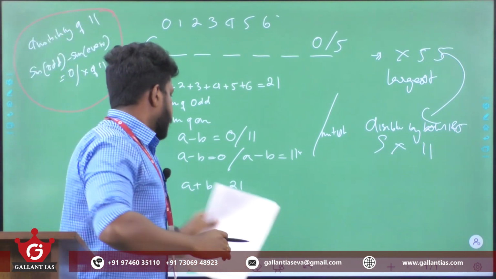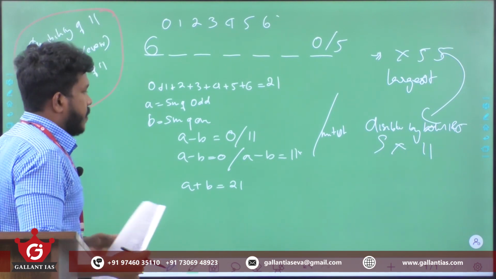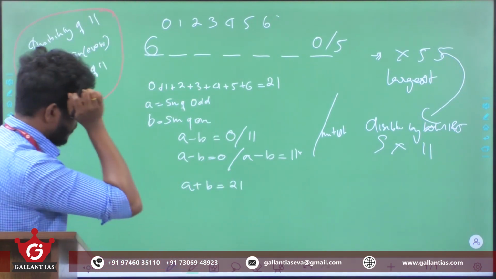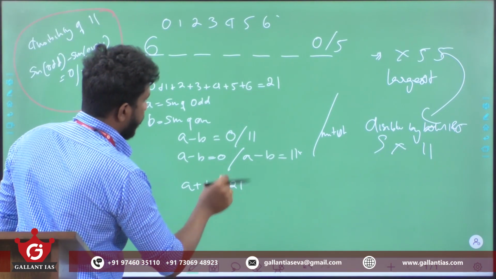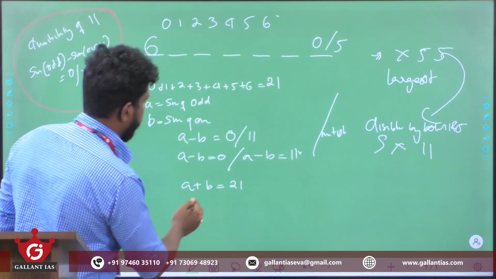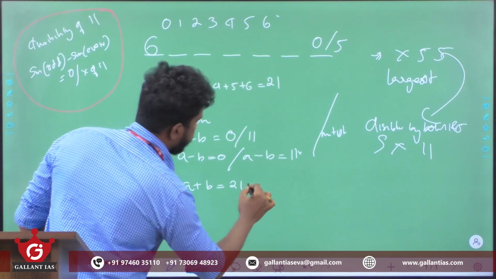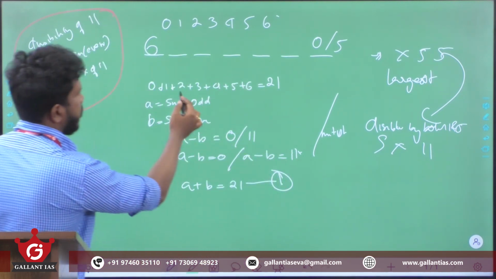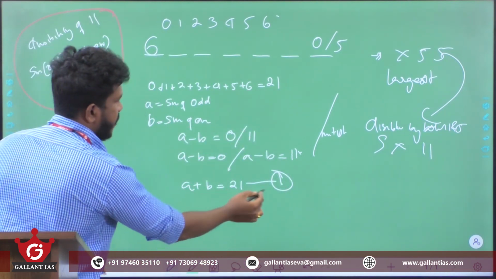Okay, so I think now it is visible, right? Here, I think now you are getting two sets of equations. Look here, a plus b is equal to 21. Let it be equation 1. From the sum of the values, you are getting a plus b is 21.